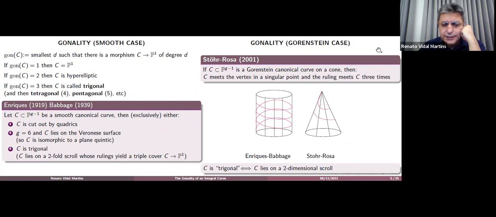They proved that C is trigonal if and only if C lies on a two-dimensional scroll. But here, the term trigonal is something that we're going to state right away. I mean, what does trigonal mean in this sense?